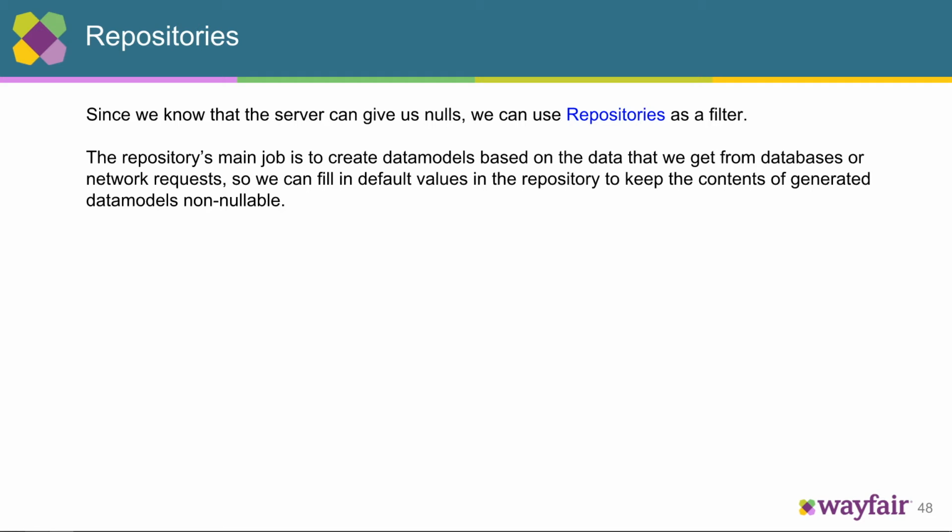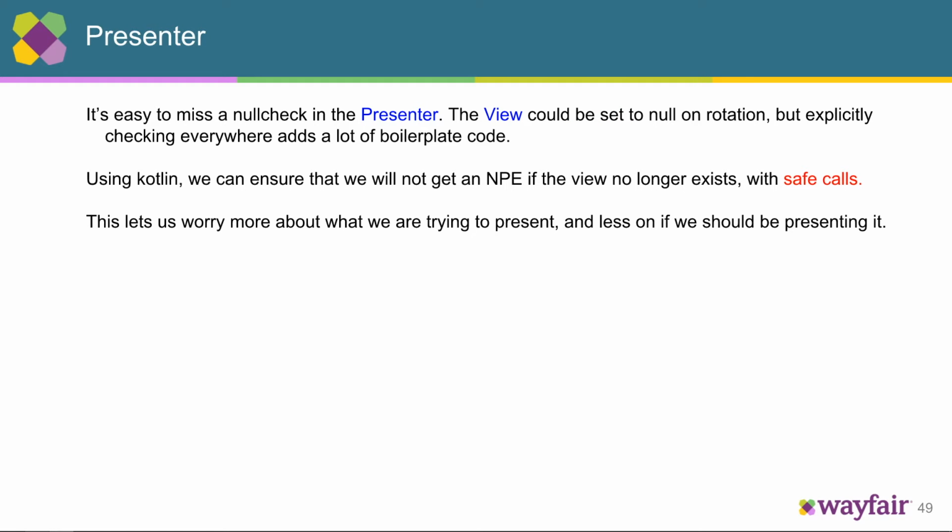Yeah, repositories get used as a filter. Their main job is to create data models based on whatever data we have. So it'll switch between the database and the network and just pass those up the stack. And one other use that we found is for the presenter, making sure that we always check that the view cannot be set to null. So one of our most common null pointer exceptions is just on rotation, forgetting to check if the view is actually there. This will fix that for us.